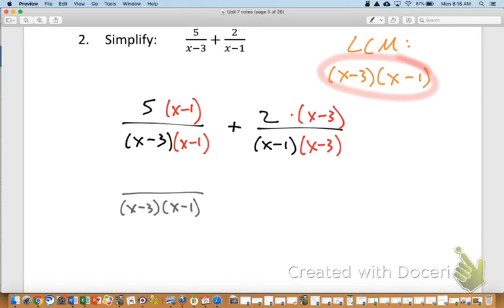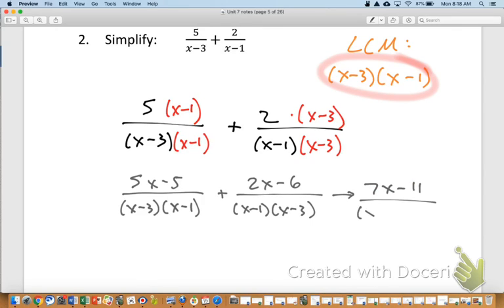But my numerators, what property do you see happening in those numerators? That's right. So I'm going to get 5x minus 5 and 2x minus 6. And our final step will just be to add those up. When I add 5x minus 5 plus 2x minus 6, what do I get? 7x minus 11, that's right. So 7x minus 11 over that denominator gives me this.